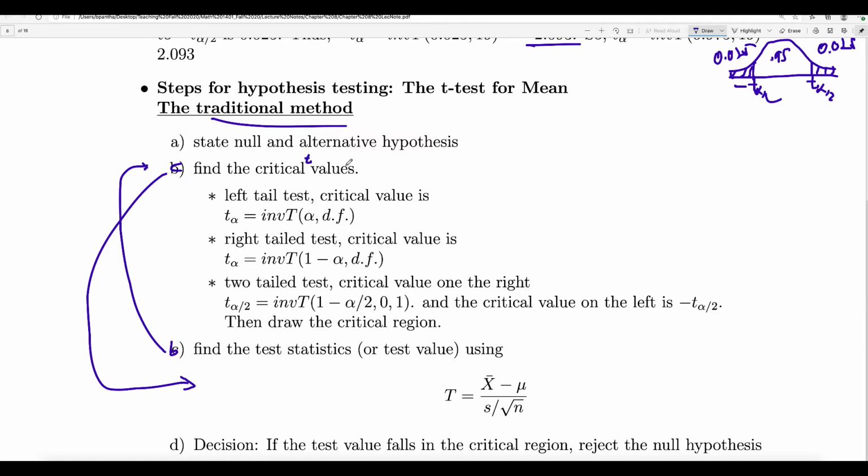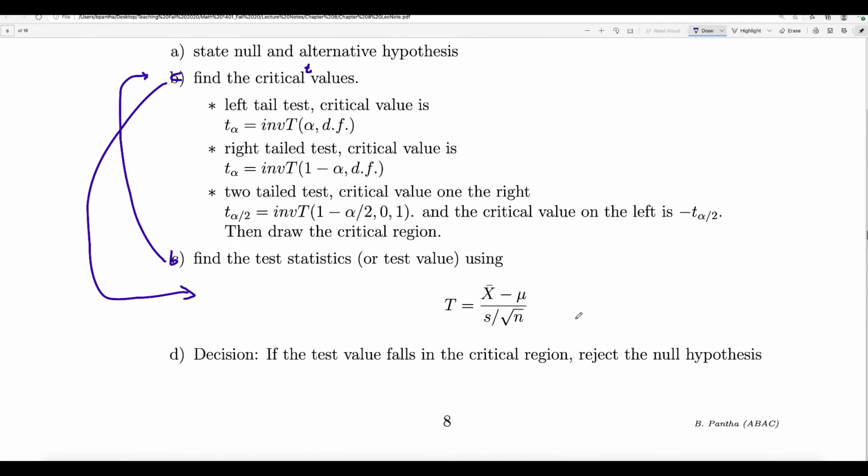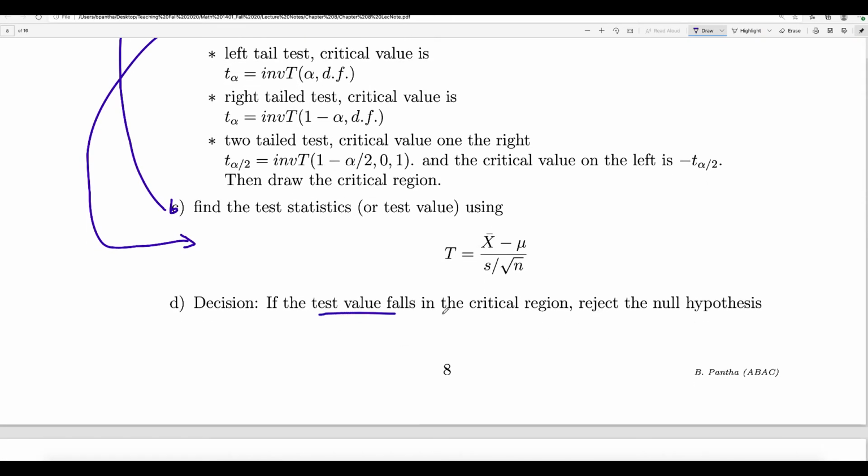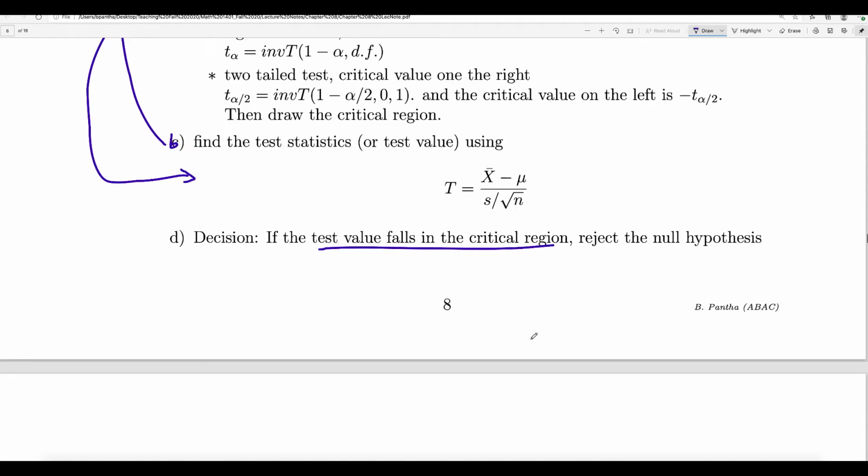Step three is to find the critical t values. For the left tail test, inverse t alpha and then degrees of freedom. For the right tail test, inverse t 1 minus alpha, meaning area towards the left, and then degrees of freedom. For the two tail test, you need to find negative t alpha half and t alpha half. Now the decision is exactly the same as when sigma is given. If the test value falls in the critical shaded region, you reject the null hypothesis, otherwise you do not reject.